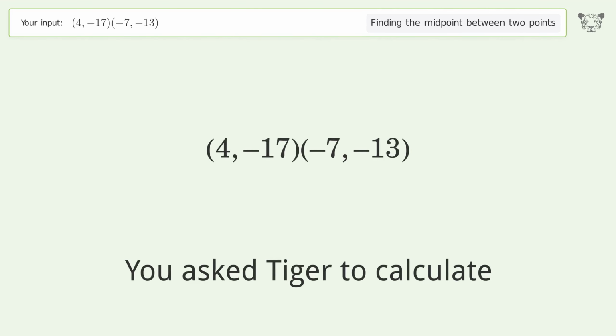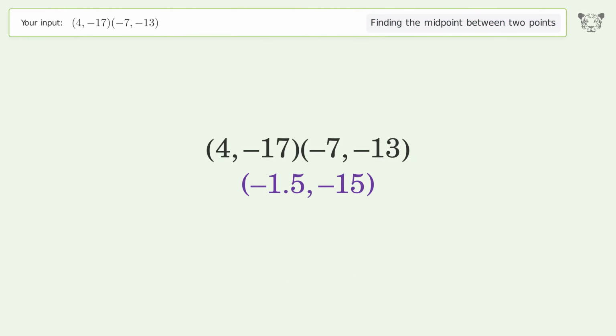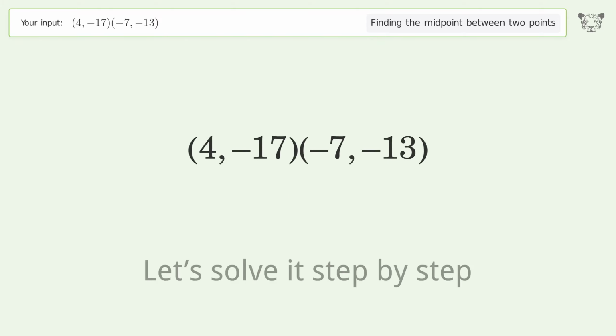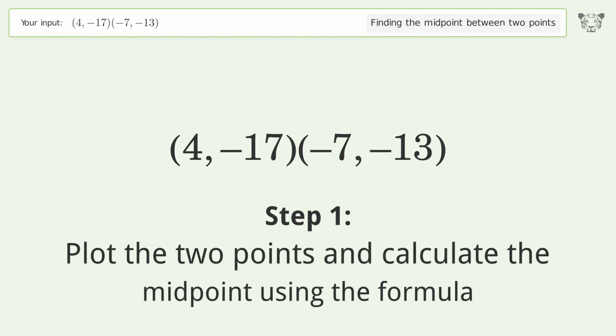You ask Tiger to calculate. This deals with finding the midpoint between 2 points. The midpoint between the 2 points is -1.5, -15. Let's solve it step by step. Plot the 2 points and calculate the midpoint using the formula.